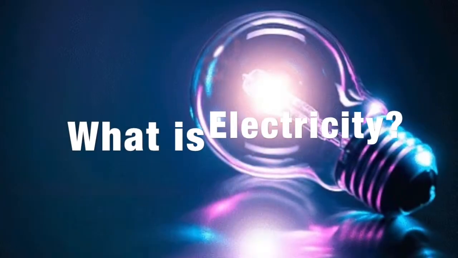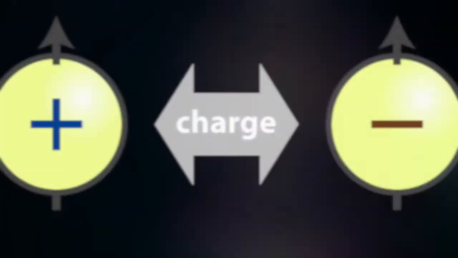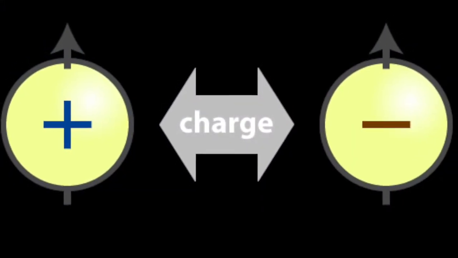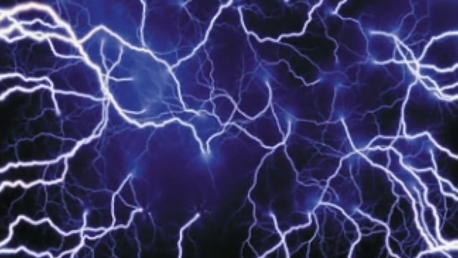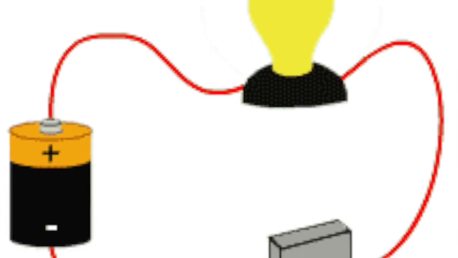Dangers of electricity. What is electricity? A form of energy consequential from the existence of charged particles, such as electrons or protons, either statically or as a current.